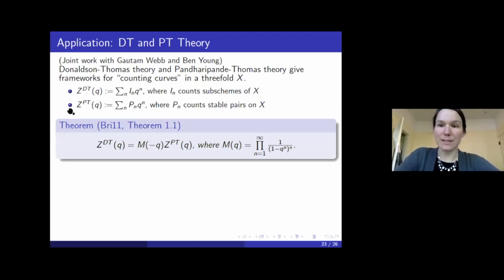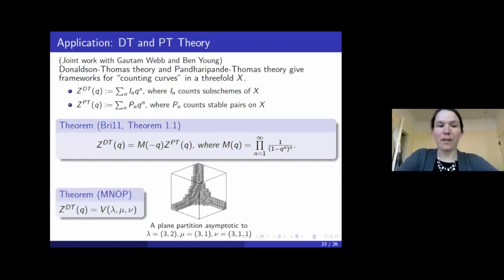For deep geometric reasons, these two generating functions are equal up to a factor of McMahon. This is the McMahon function that we saw earlier, the generating function for plane partitions. And the thing that's really cool is that both of these generating functions have box counting interpretations.